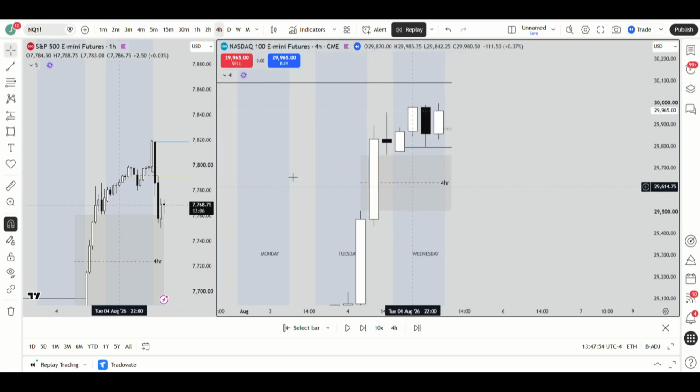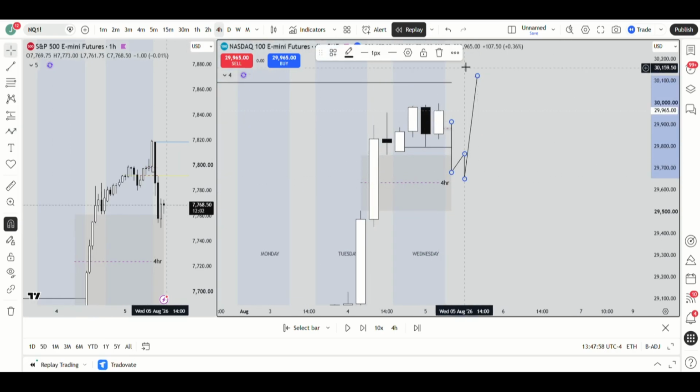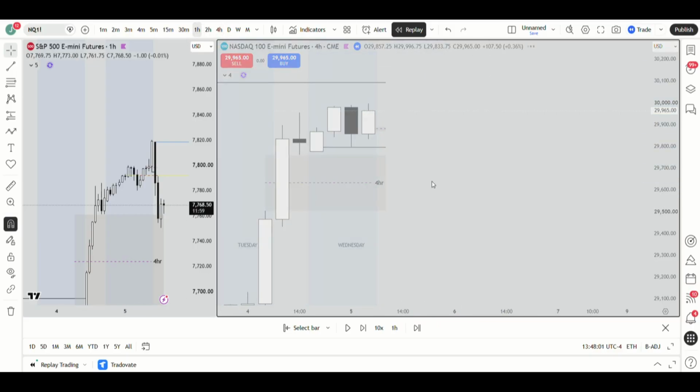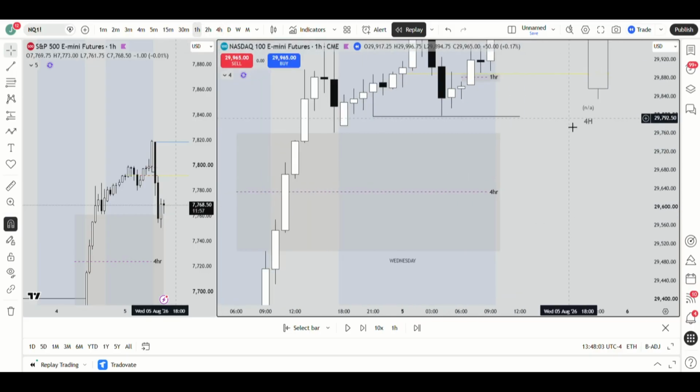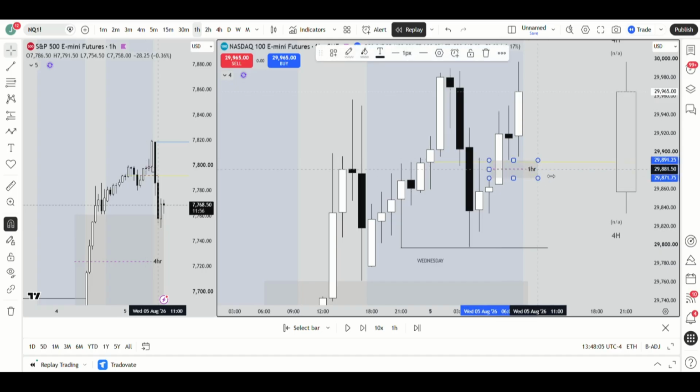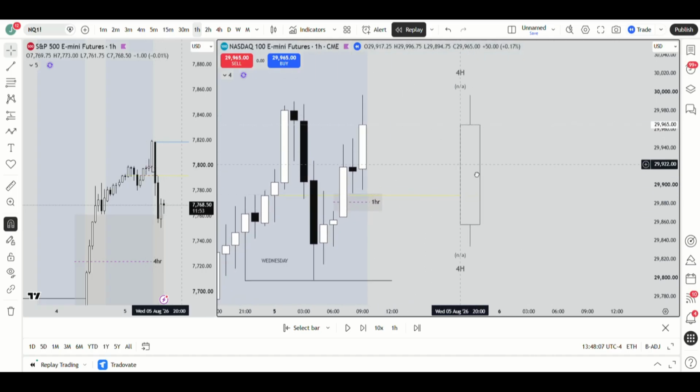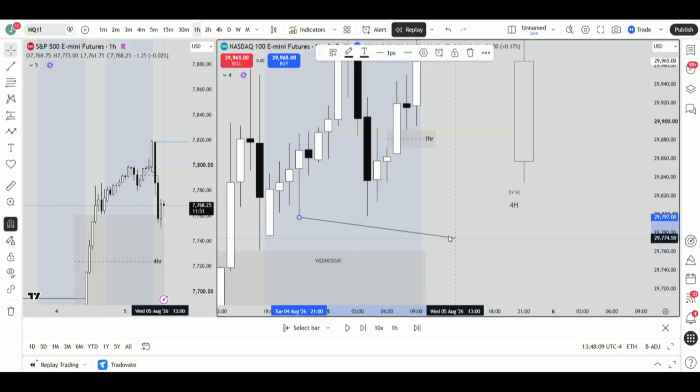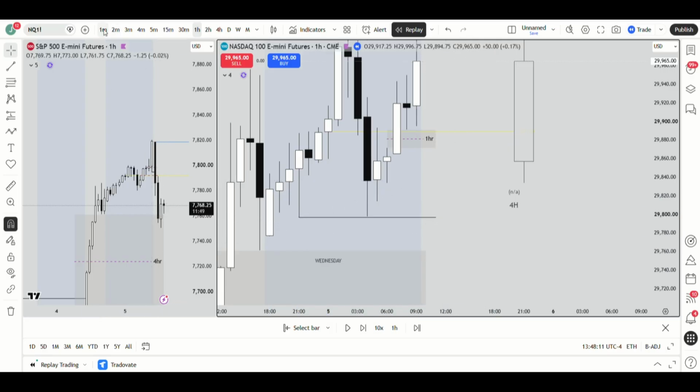So my main condition for the day was this 4 hour to take us higher. So getting the model somewhere in here, taking us higher. We also had this hourly as a condition, but I wanted better structure if we were to use this to go higher, as it's defending these equal lows here. So we'll go into how the day started.